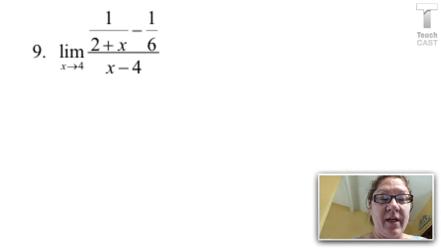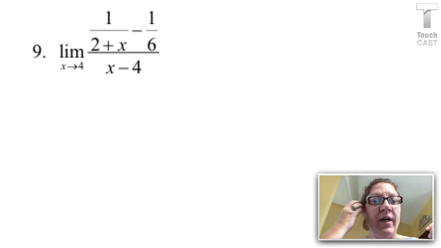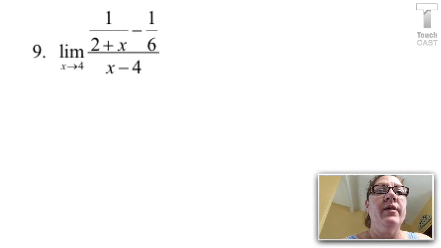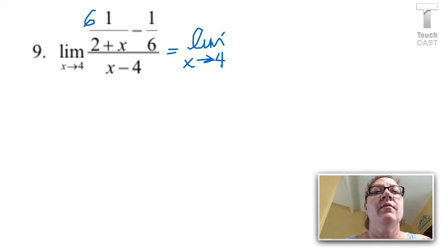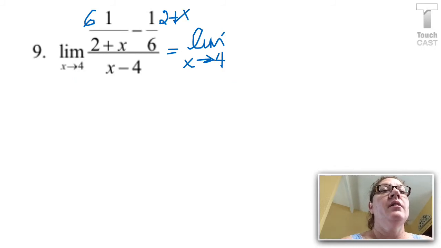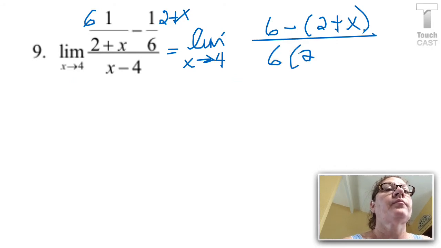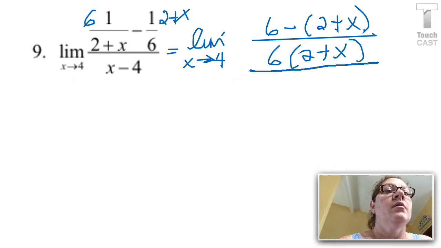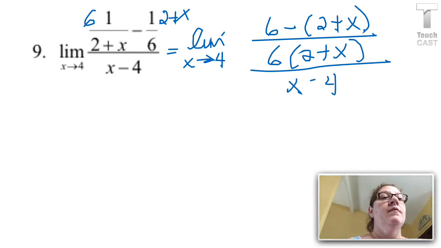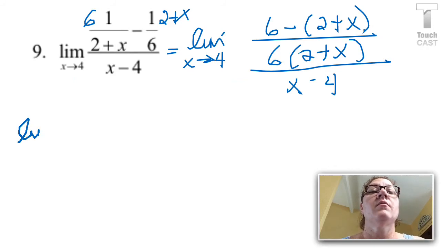So, of course, the first thing I don't like about this next one is that it's fractions and fractions. So I'm going to simplify so that I can get one fraction on top. So of course I need a common denominator, and that's going to be, this one's going to need a 6, and this one's going to need a 2 plus x. So it's going to end up looking like this, 6 minus 2 plus x all over that common denominator. Still all over x minus 4. And then if I simplify the top, I'll have 4 minus x.